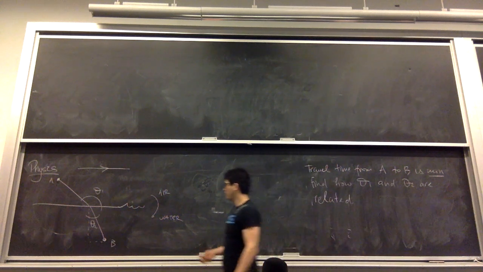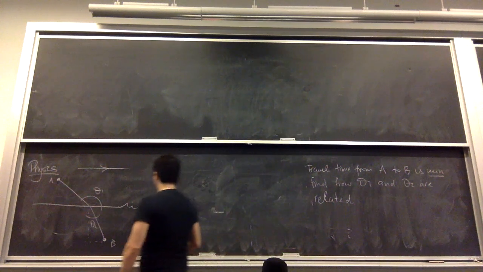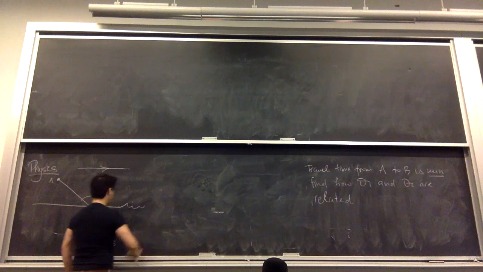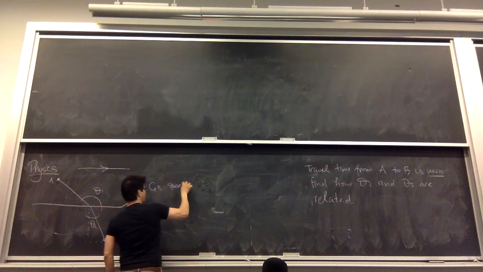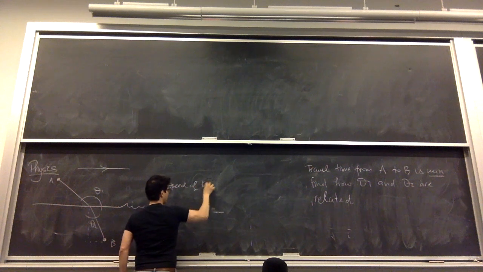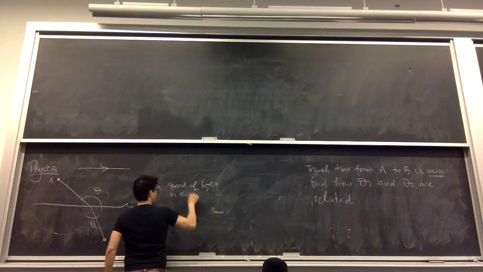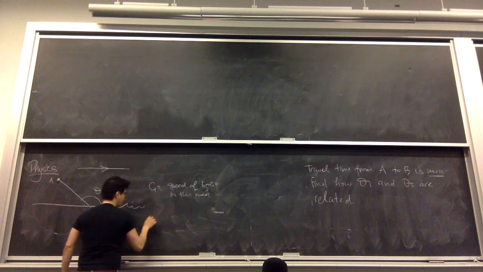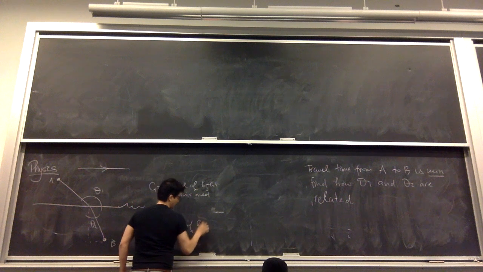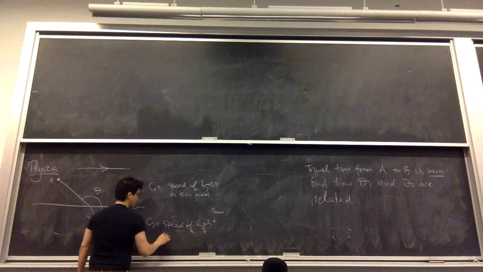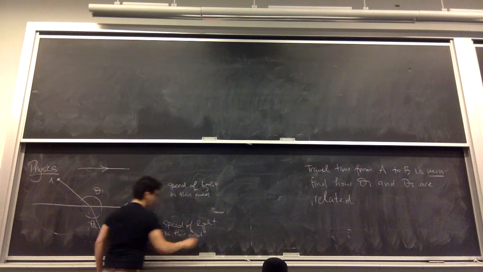Okay, so we need a few things, right? We have a lot of freedom to solve this problem, so let's start labeling stuff. Let's say that C1 is the speed of light in this medium. And let's say C2 is the speed of light through this medium, like in the water medium.